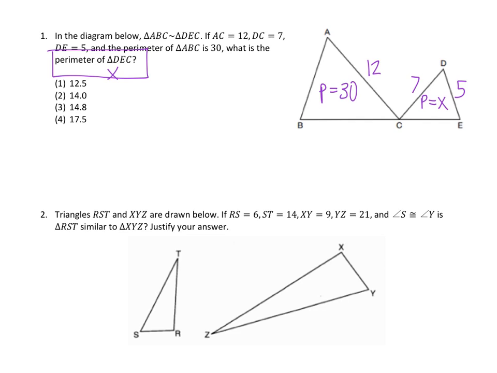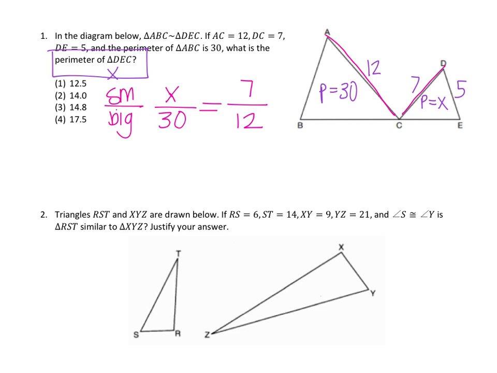We don't need to find missing side lengths, but we do need to make sure we're consistent when we set up our proportion. I'm going to choose to go with small over big. We could go big over small, it does not matter as long as we're consistent. So for example, X being the perimeter of the small, over 30 being the perimeter of the big, should be equal to, now we have to be careful here, because it says that ABC is similar to DEC, which means that AC matches with DC. So I want 7 small over 12 big.